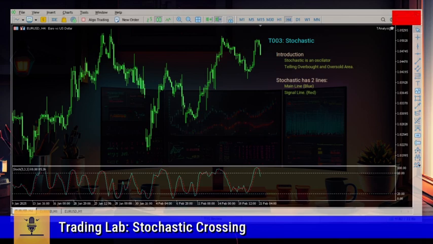There are many ways to use Stochastic. For this time, we will use the simplest one, which is Stochastic line crossover. The rules are: we do long when main line cross over signal line below 20. We do short when main line cross below signal line above 80. Simple, right? Let's now prepare the code.